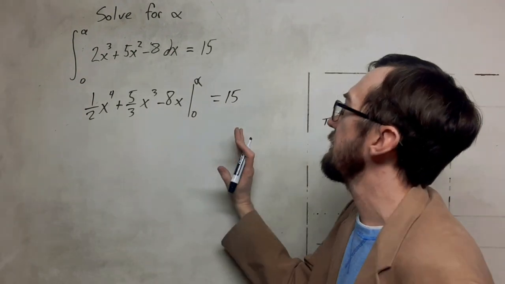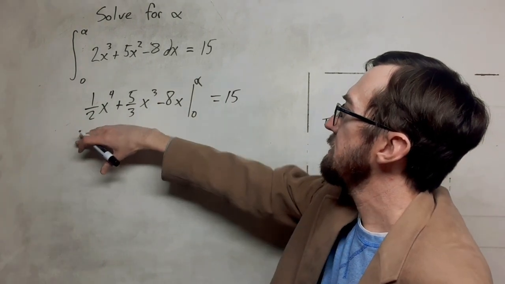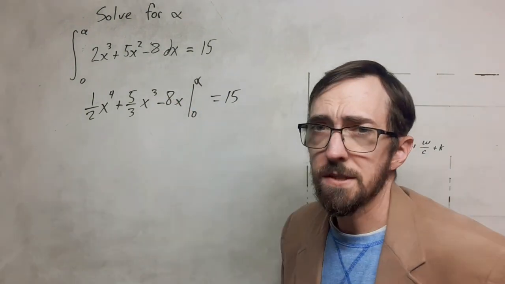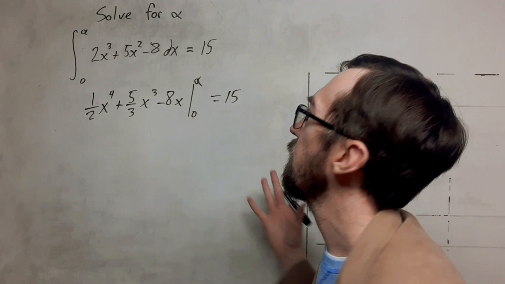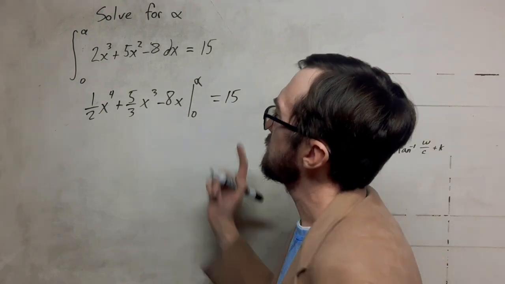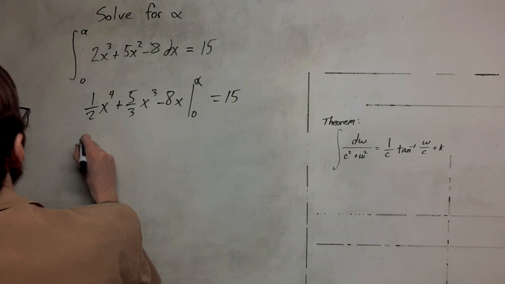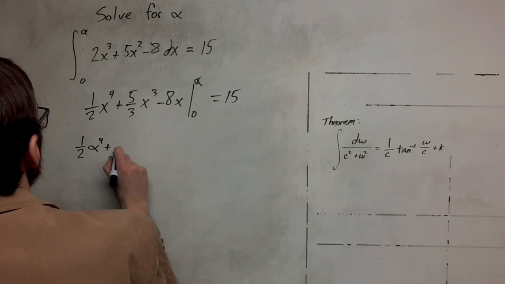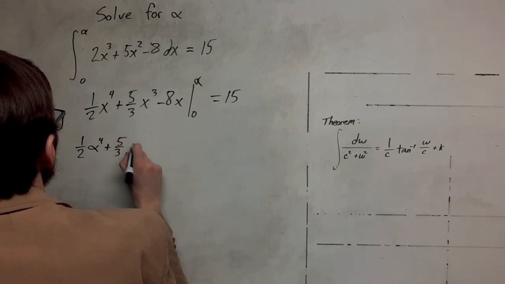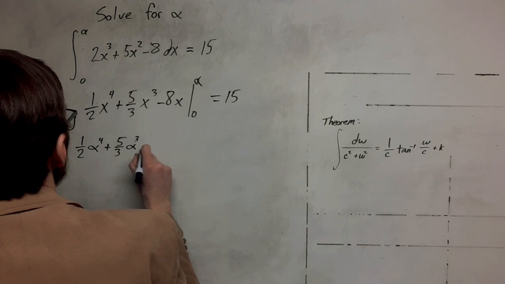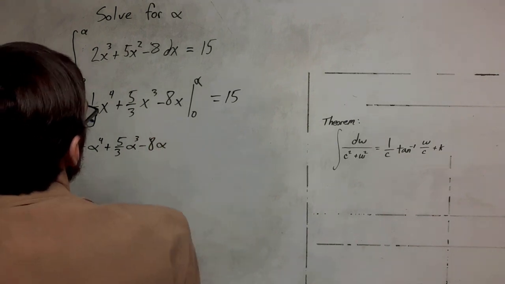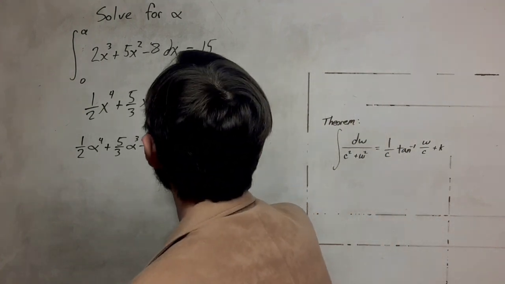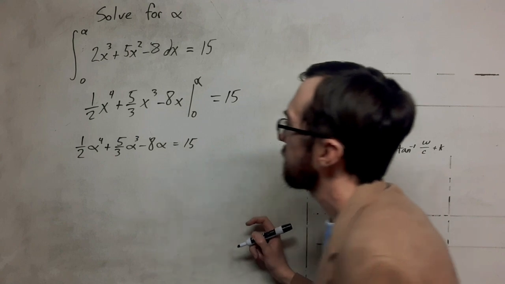Now, right off, some of you may notice that if we plug in 0 into all of these values, they go to 0. So that's nice with this problem that we don't have to account for that. We're going to plug in alpha into all of these. All right, so the second half of this would be 0, so I'm not going to put that in there. And then this is going to equal 15.